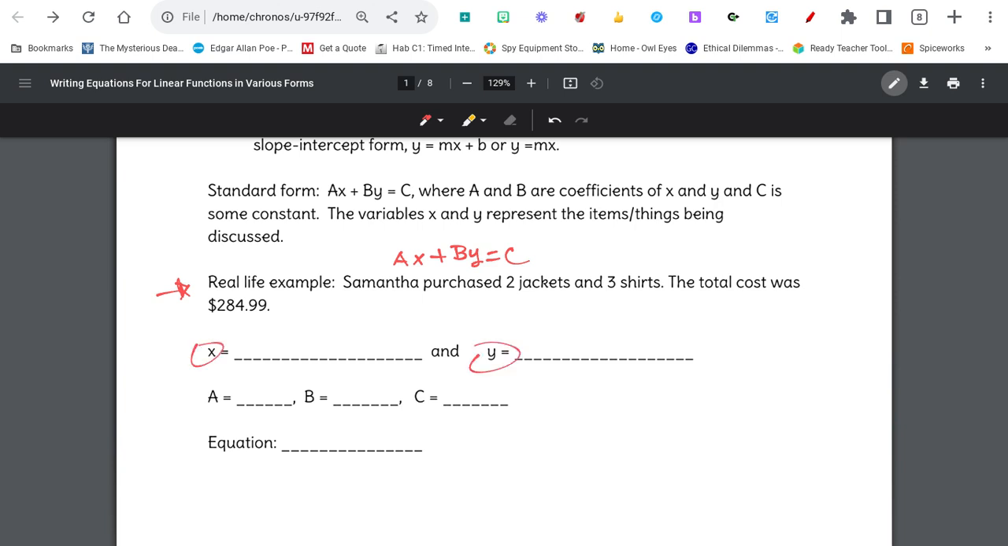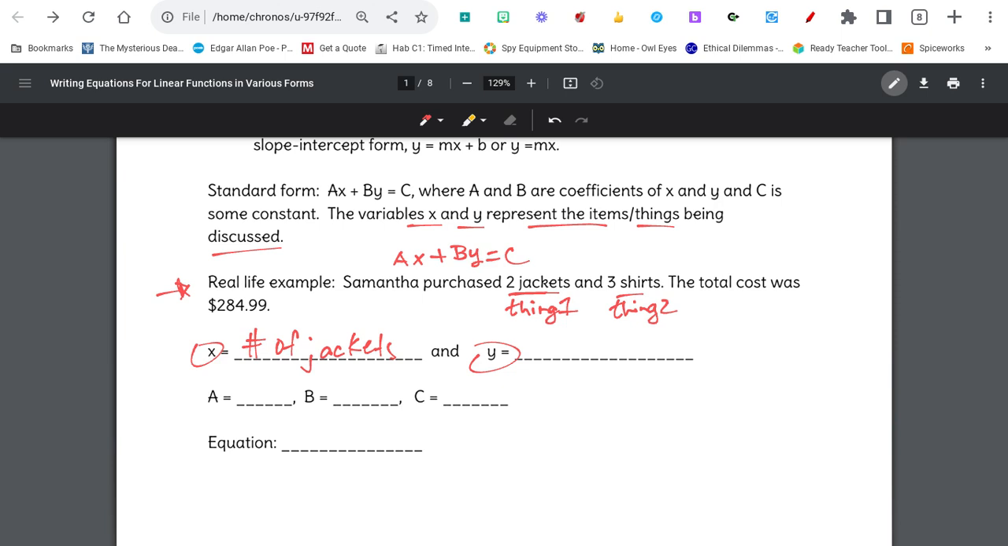So we'll start off with X and Y. X and Y, when you're writing it in standard form, represents the items or things that are being discussed. So what things are being discussed? Well, the things that she purchased were jackets and shirts. So I'm going to let X be the number of jackets she purchased. And it doesn't matter. You could have let X be the number of shirts. But the two things, I'm going to call it thing one and thing two.